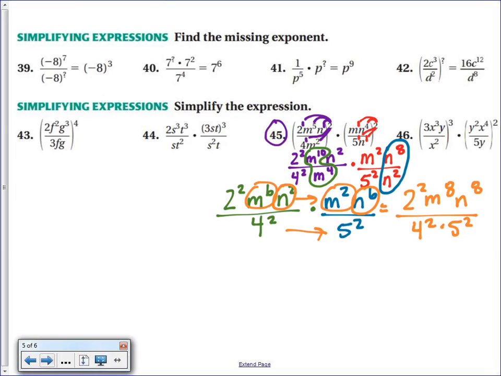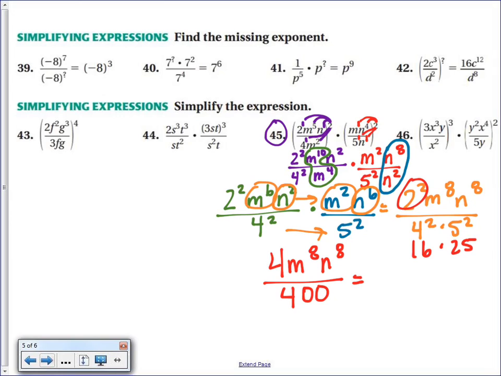And so as far as simplifying, that's about as far as I can go by combining all the terms together. But if I continued, I could do 2 squared, which is 4. So that's all I can do on the top, 4m to the 8th, n to the 8th. And then 4 squared is 16. 5 squared is 25. 25 times 16 is 400. And then if I still wanted to keep going, 4 divided by 400 is 1 over 100. So I'd have m to the 8th, n to the 8th, all over 100 as my final answer.